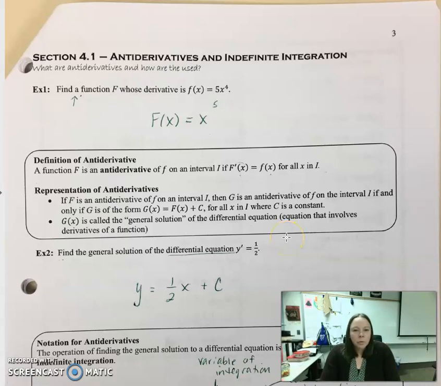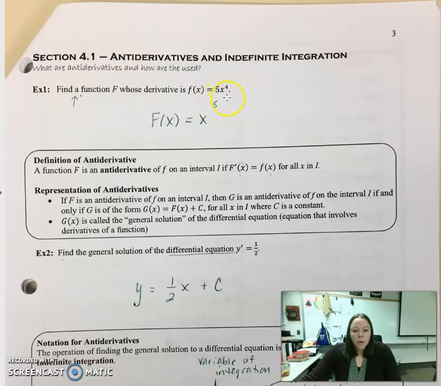Hello, this is section 4.1 for Calc AB, and we're going to be talking about antiderivatives and indefinite integration. So the first example is just starting off. Find a function, capital F, whose derivative is lowercase f of x. Notice you're starting with the derivative and you're trying to work backwards to get the original function.